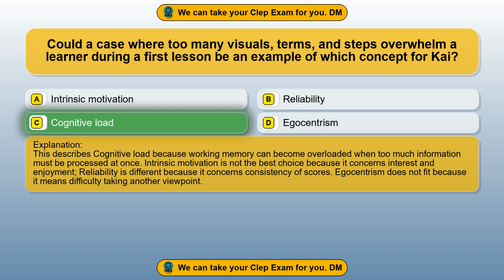Intrinsic motivation is not the best choice because it concerns interest and enjoyment. Reliability is different because it concerns consistency of scores. Egocentrism does not fit because it means difficulty taking another viewpoint.